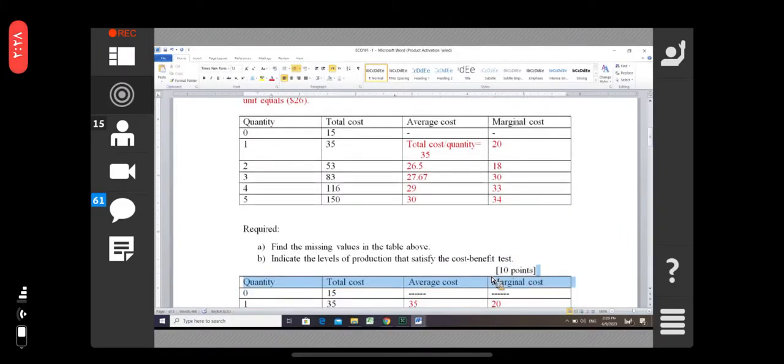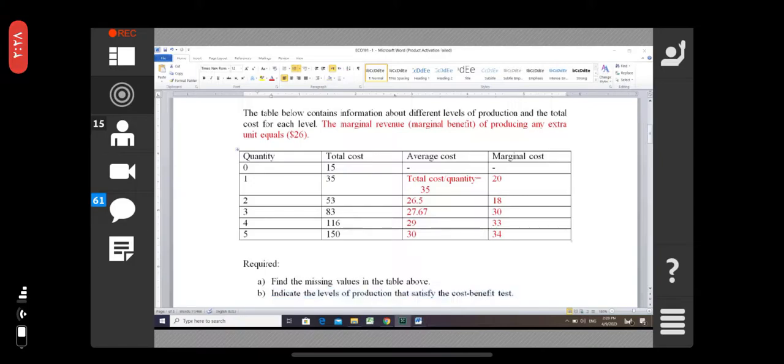For the second part of the question, indicate the level of production that satisfies the cost-benefit principle, or the cost-benefit test. What was the cost-benefit test? What is the main decision of cost-benefit analysis? How do we look for the answer? Compare marginal benefit and marginal cost, okay. And then, after comparing, what will I do?